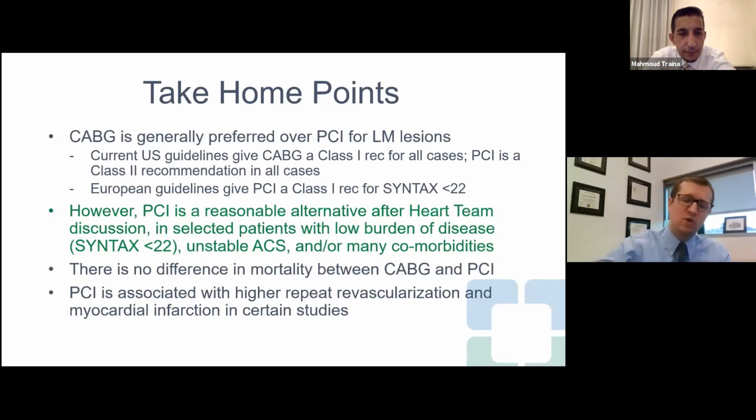comorbidities, because there's really no difference in mortality between PCI and CABG in the studies that we have to date. And the main benefit of CABG is that there'll be need for less repeat procedures in the future, potentially. However, that's a trade-off that many patients are willing to make.